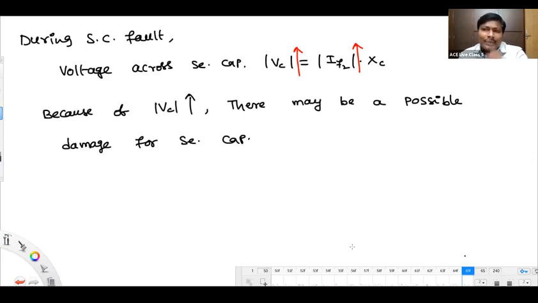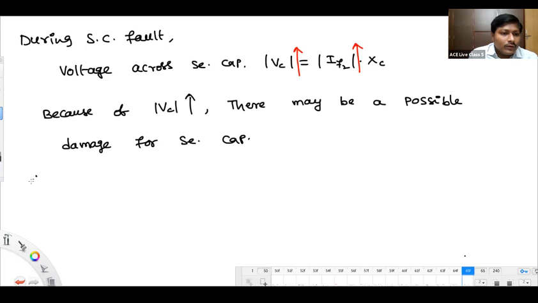Is it abnormal or steady state condition? It's an abnormal condition, not under steady state. If you have an abnormal over voltage, are you going for controlling of that voltage or protection? We have to go for protection. Means we have to provide a protection for the series capacitor from these over voltage damages.